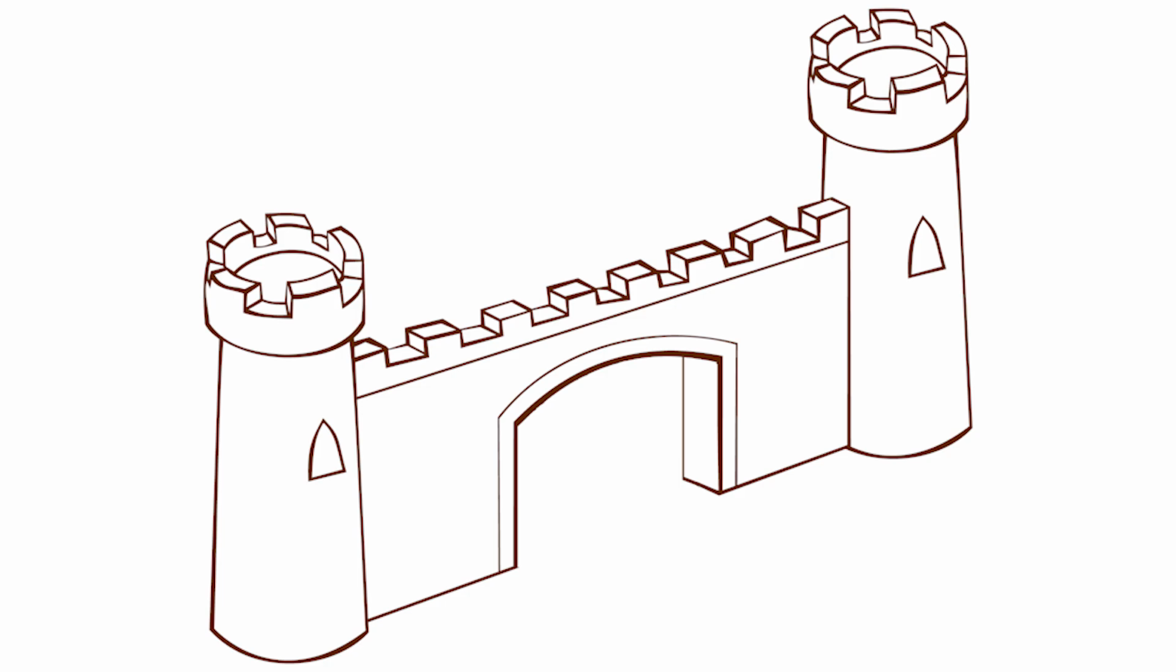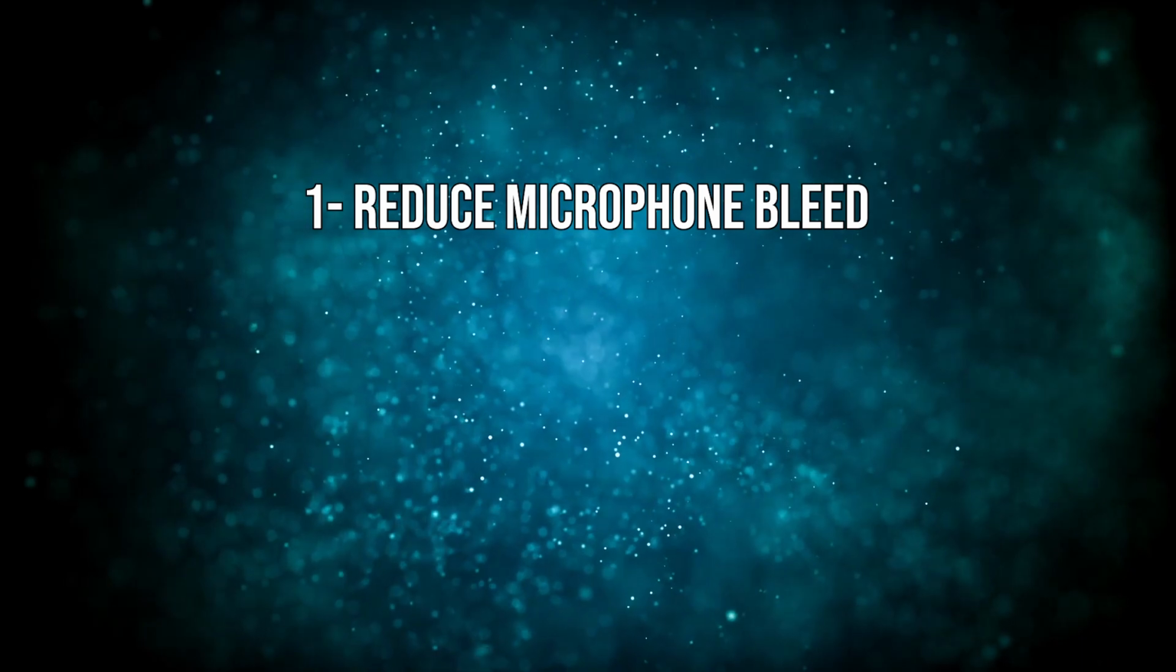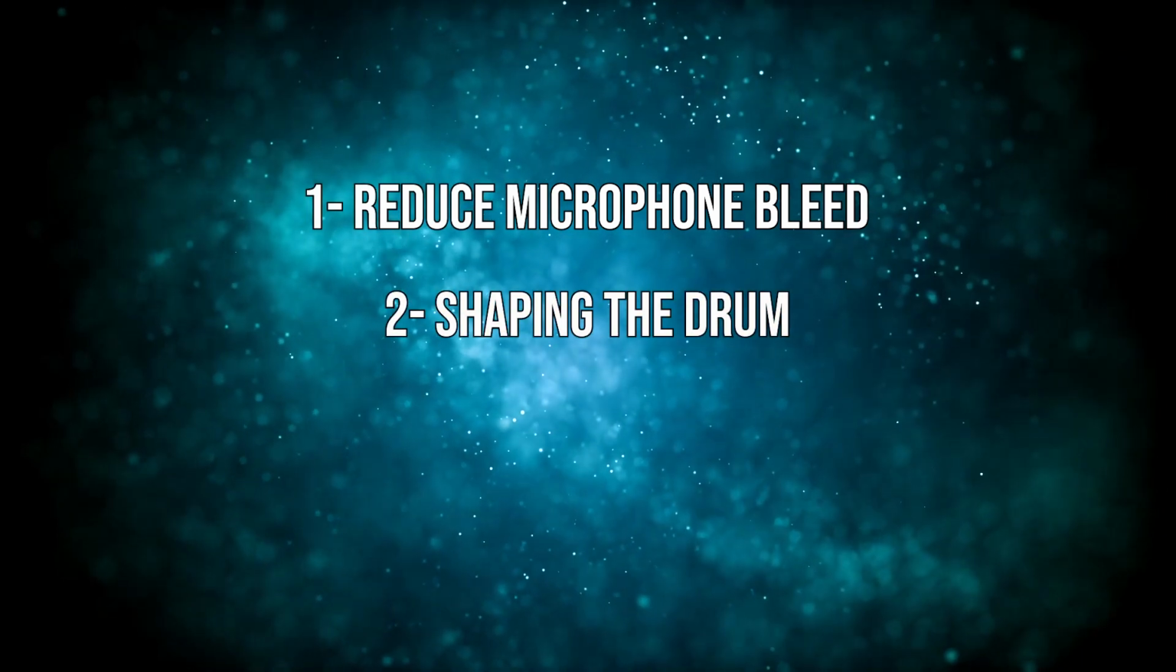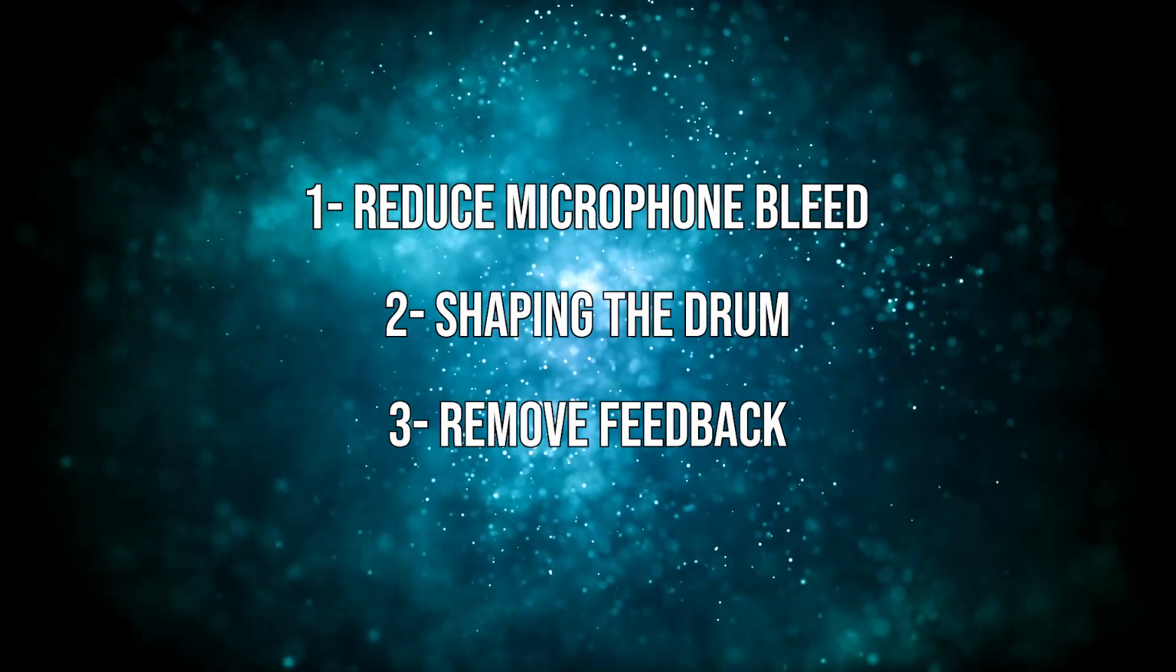Gates are just another tool in our toolbox that can be used to give us more control over what we are hearing. Primarily, they are used on drums, though not exclusively, but that is where we're going to focus today. Gates give us control in 3 different ways. They reduce microphone bleed, they shape the length of the drum, and they help us remove feedback.